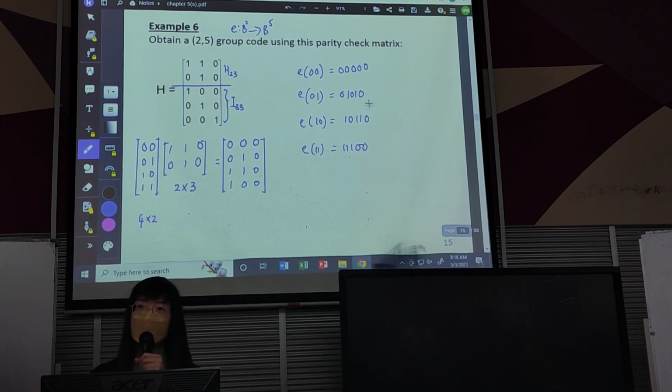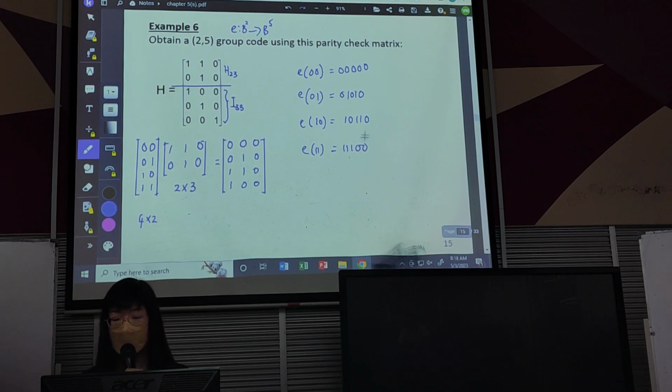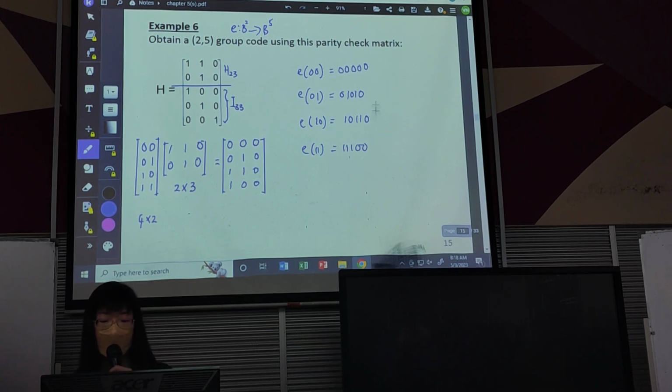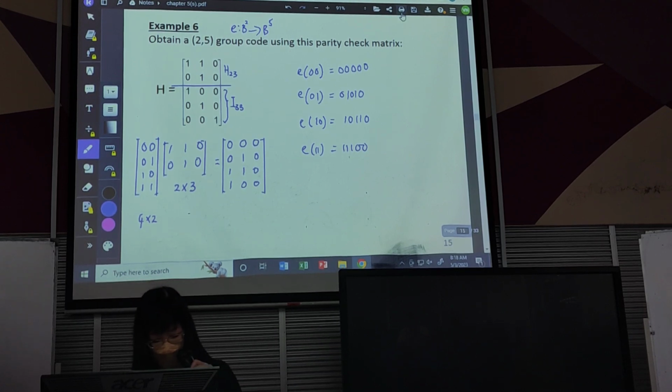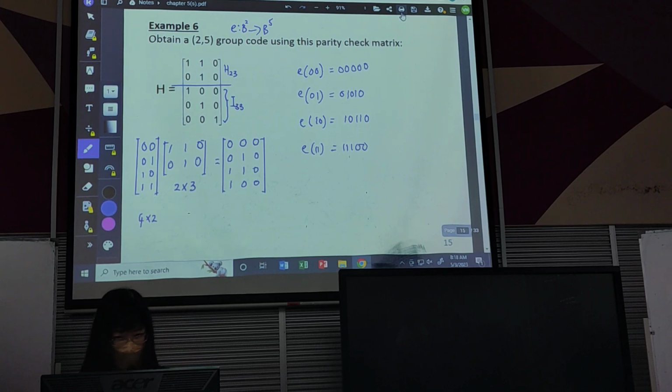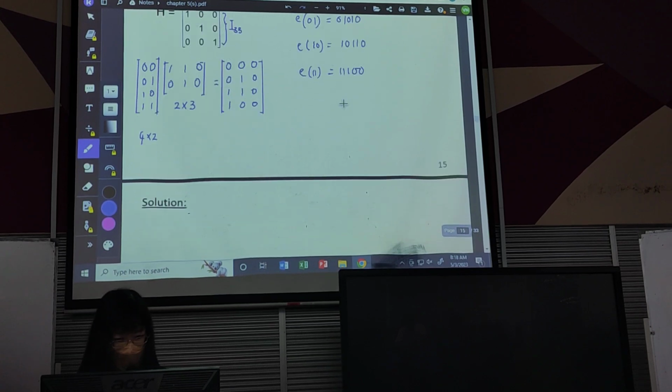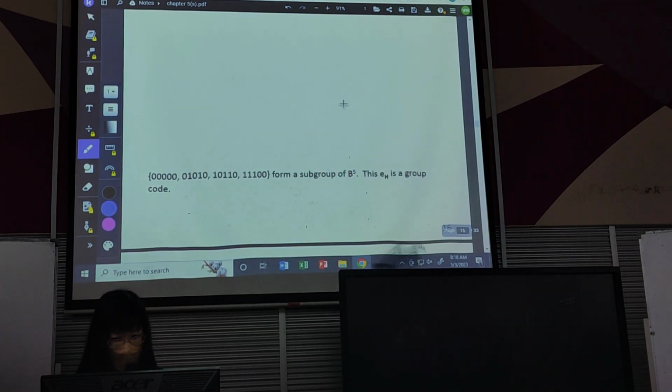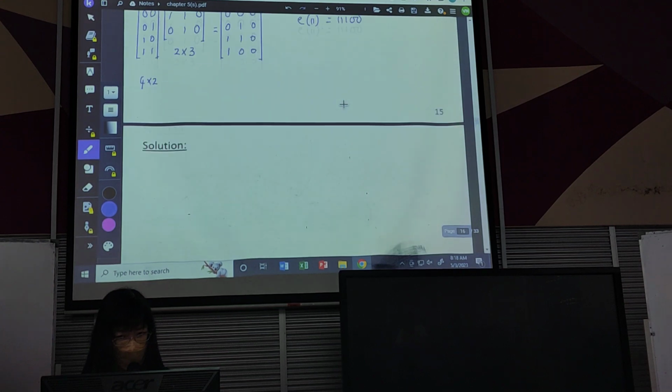So if they ask you to find the minimum distance, you just look at the distance of the codes here, enough already. No need to form a table anymore. Okay, just look from the 4 here, which one is minimum. So the solution is there. Have you done?